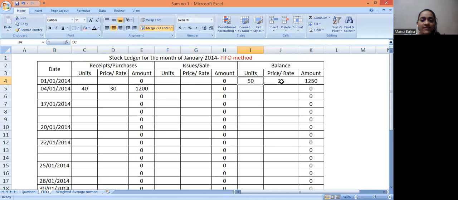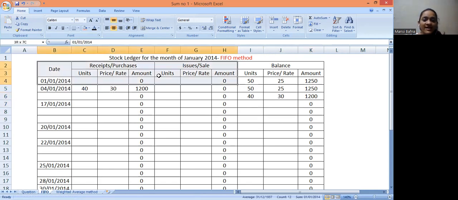We cannot combine the balances in the FIFO method. So while recording the balance, you will first write down 50 units at the rate rupees 25 each. So you have 1250. After that, you will be recording another purchase, additional purchases that you've done. That means 40 units at the rate rupees 30 each.